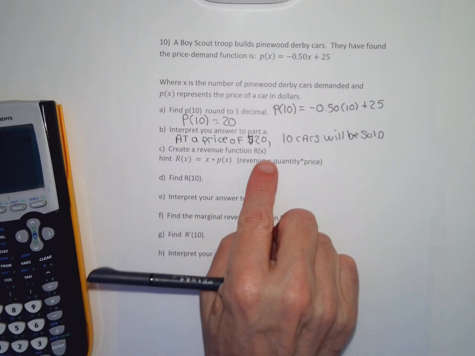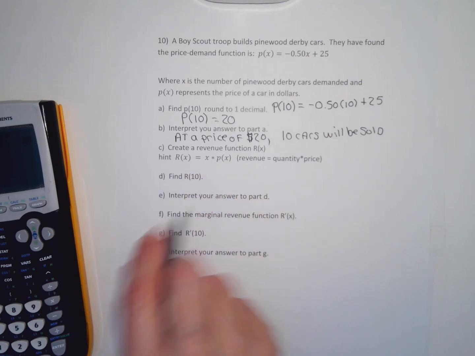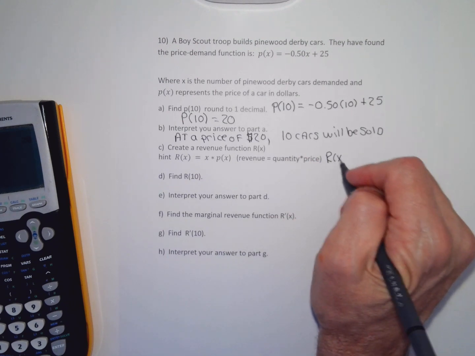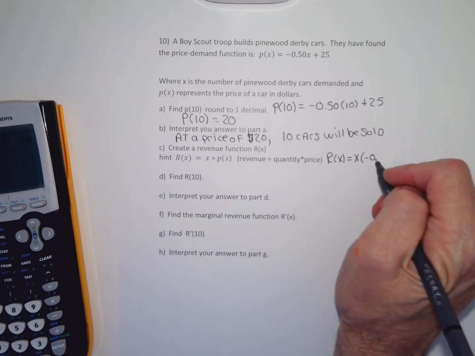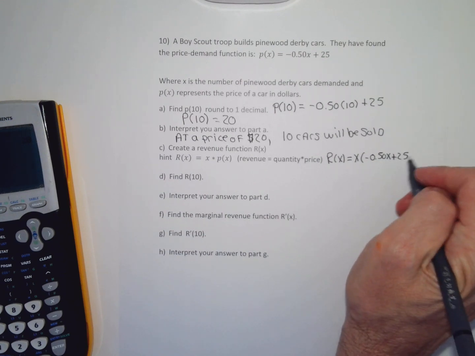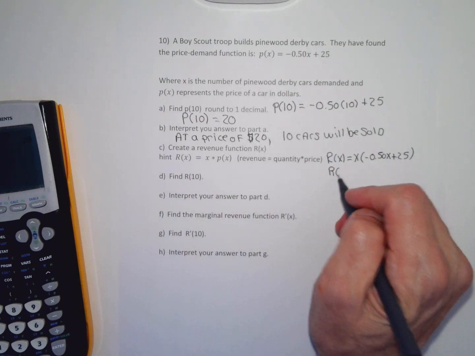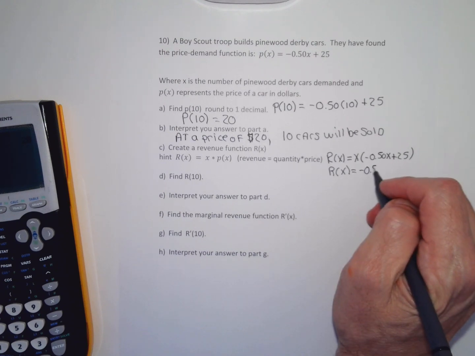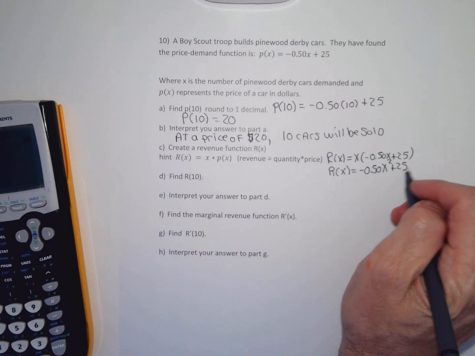Now I'm going to create the revenue function by using price times quantity. Here I have quantity times price, just because it makes the math easier. But the revenue function is just the price-demand function times x. The x can go on either side for the multiplication. It's maybe easier to do the multiplication with the x on the left-hand side, but the right-hand side is fine. So my answer for part C, my revenue to sell x Pinewood Derby cars, is going to be negative 0.50x squared plus 25x.